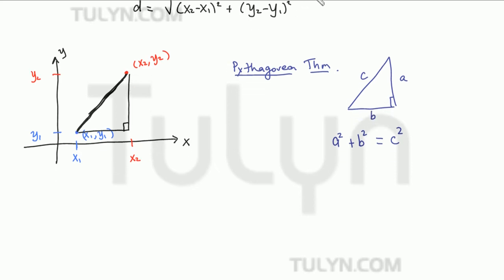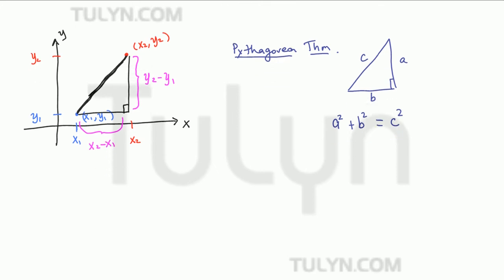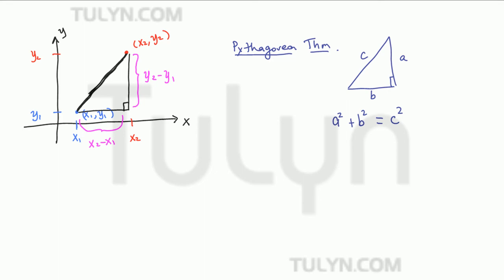So first, what's the length of this vertical side here? Well, the length is just going to be the difference in the y's. So the length of the vertical side is going to be y2 minus y1. And similarly, the length of the horizontal side is going to be x2 minus x1. So now let's put the Pythagorean Theorem into play and call the hypotenuse that we're looking for d, right? Because that's what we want to find. We want to find the distance.